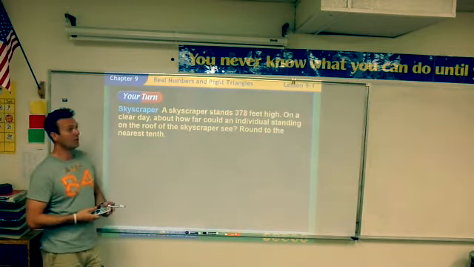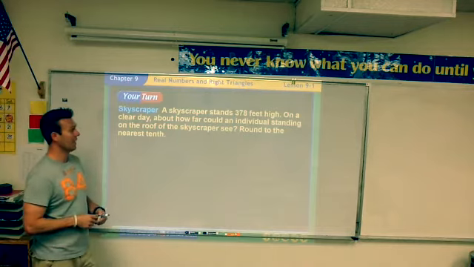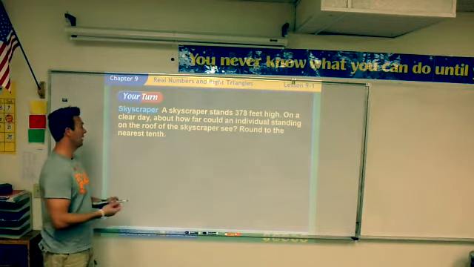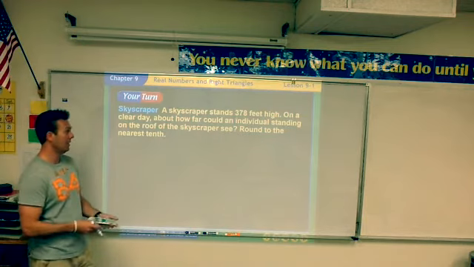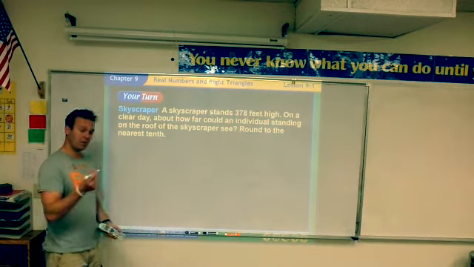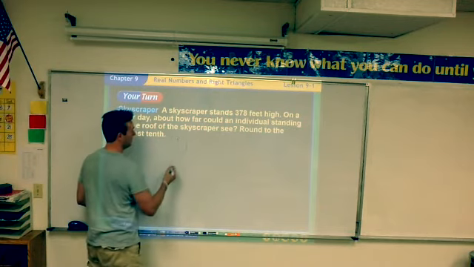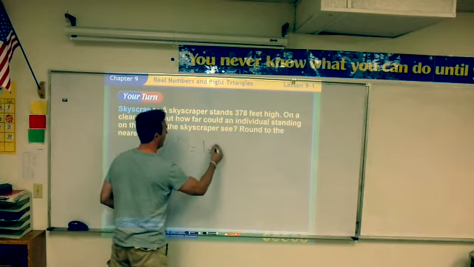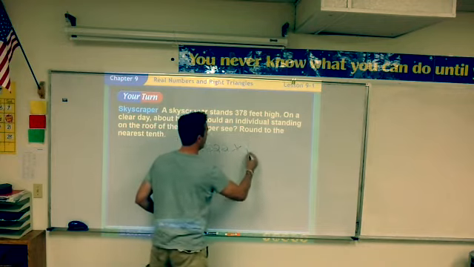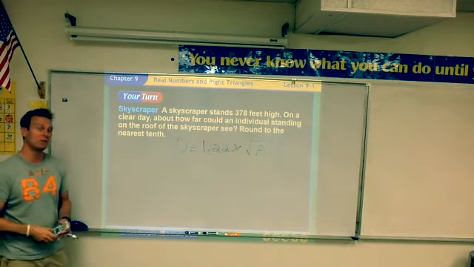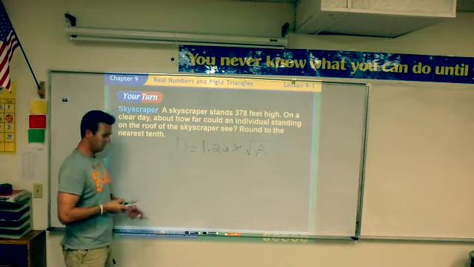Okay? So now it's your turn. A skyscraper stands 378 feet. On a clear day, about how far could an individual standing on the roof of the skyscraper see, round to the nearest tenth? I'm going to give you a reminder of the formula that you're going to use. It's distance equals 1.22 times the square root of the altitude. Okay? You're going to have to use that formula to come to the final answer.